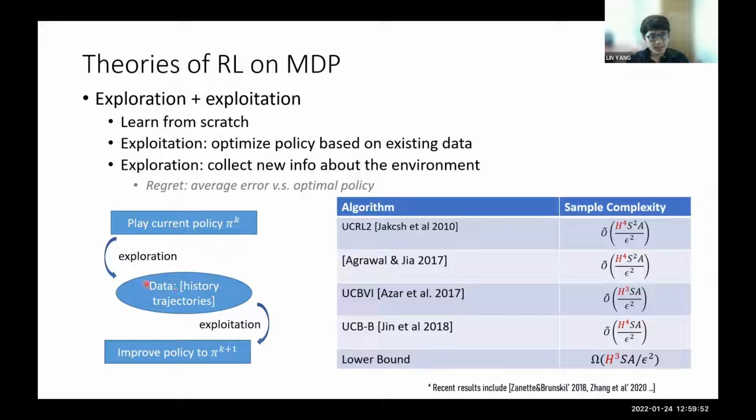Once you get the data set, you want to do the so-called exploitation step. Basically, you want to use the data set to solve for a good policy, to get a new policy, and then continue this procedure. So basically, each iteration is kind of like you collect a new trajectory of data or a new episode of data, right? So we care about the number of iterations of such a procedure, okay?